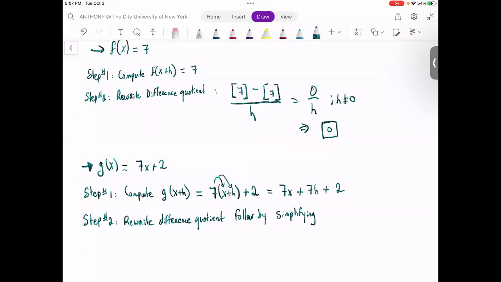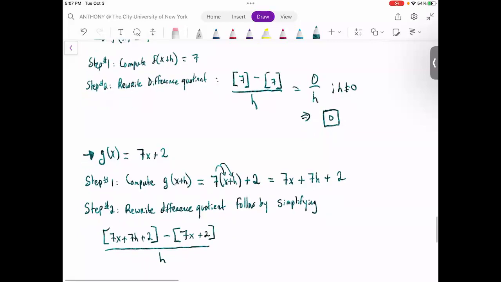So here's how this goes. In the numerator of your difference quotient, you should have g of x plus h minus g of x. But just remember, I like to keep these things separated using brackets. So the g of x plus h terms, I'm going to put in its own bracket, 7x plus 7h plus 2, minus the original function, which is 7x plus 2, all divided by an h.